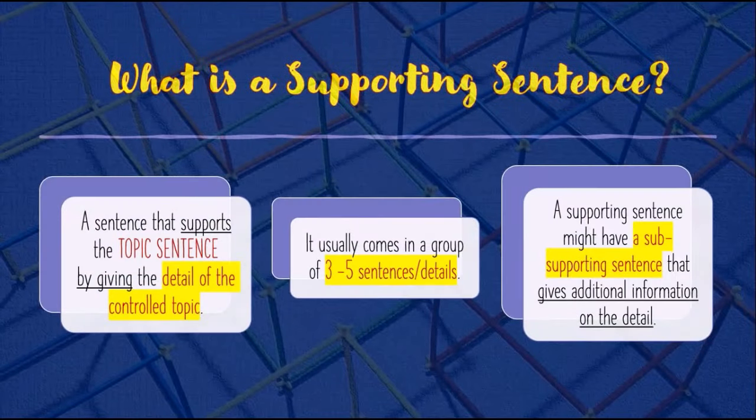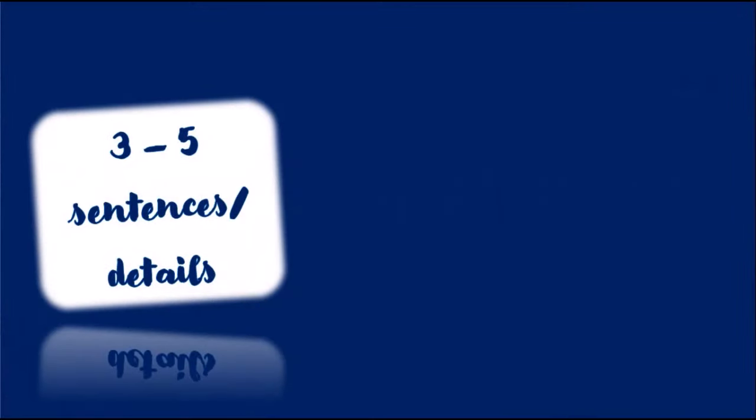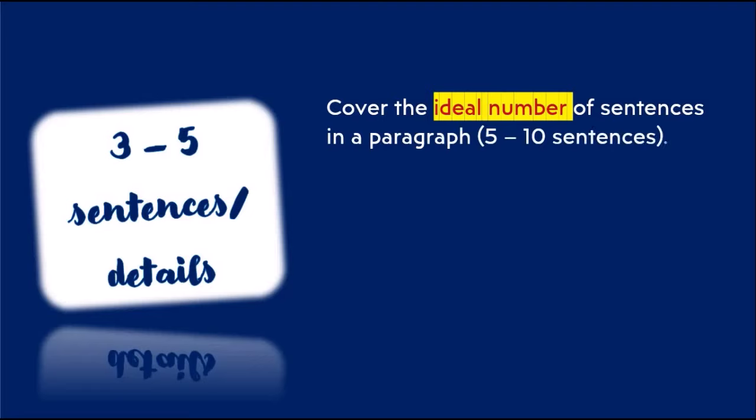Okay, so those are the details, and please remember the details that I've used as examples before are not sentences yet. So here comes the next criteria. Alright, so the supporting sentences usually consist of 3 to 5 sentences. This is to fulfill the ideal number of sentences in a paragraph, okay? Previously, the details were in the form of words or phrases, but now they must be in the form of sentences. So you must have at least a subject and a verb for each sentence.